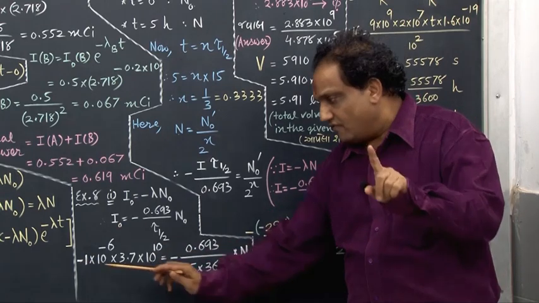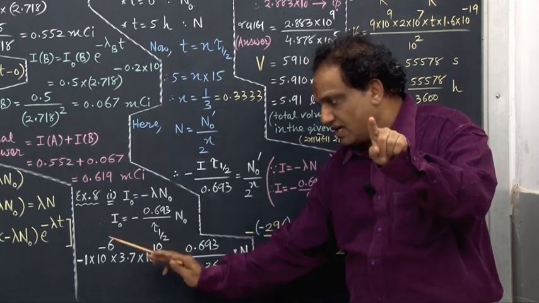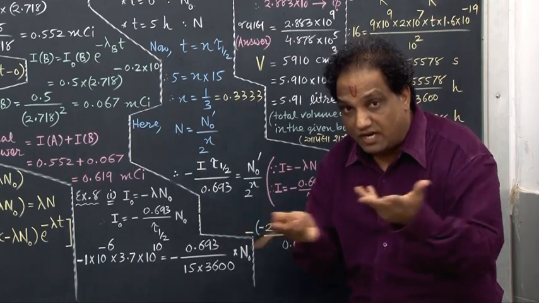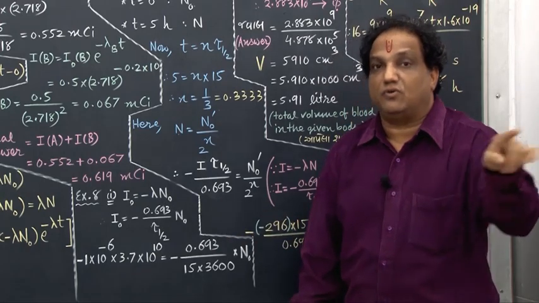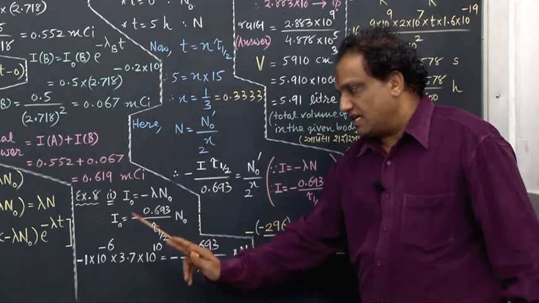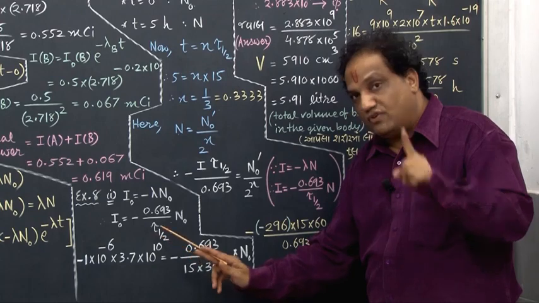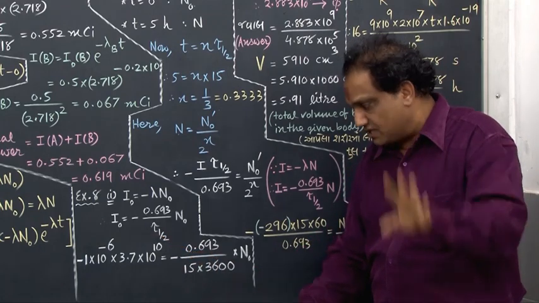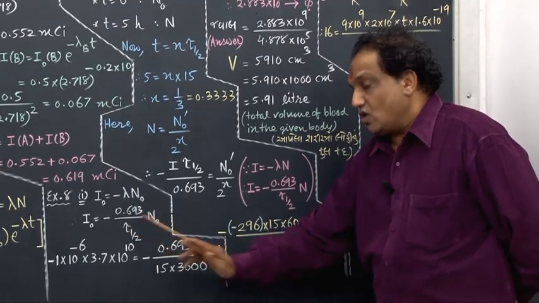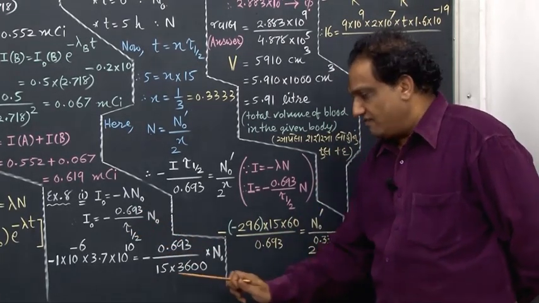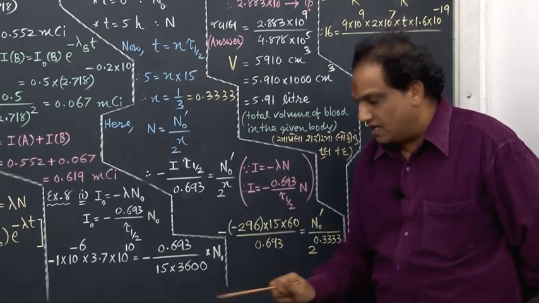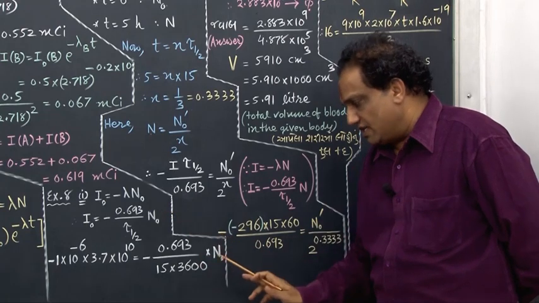Initial activity, they have given 1 microcurie, converted into curie, multiplied by 10 raised to minus 6. But 1 curie is how many disintegrations per second? 3.7 into 10 raised to 10 disintegrations per second. Because you are converting this activity in seconds, this half-life you must take in seconds. Minus as it is, 0.693 as it is. Tau half, that is half-life, they have given as 15 hours, but hours will not do. Hours should be converted into seconds, multiplied by 3600, into N0.